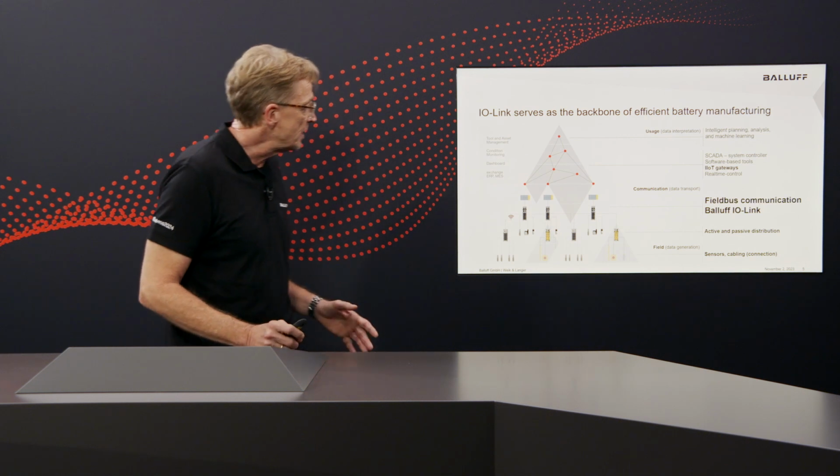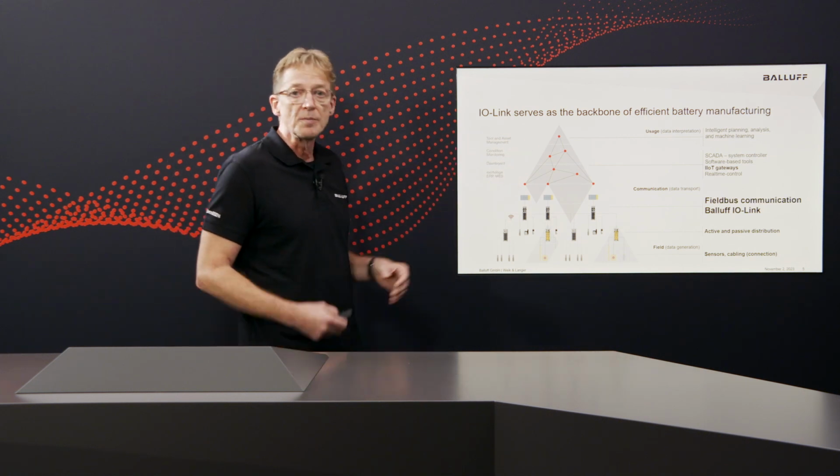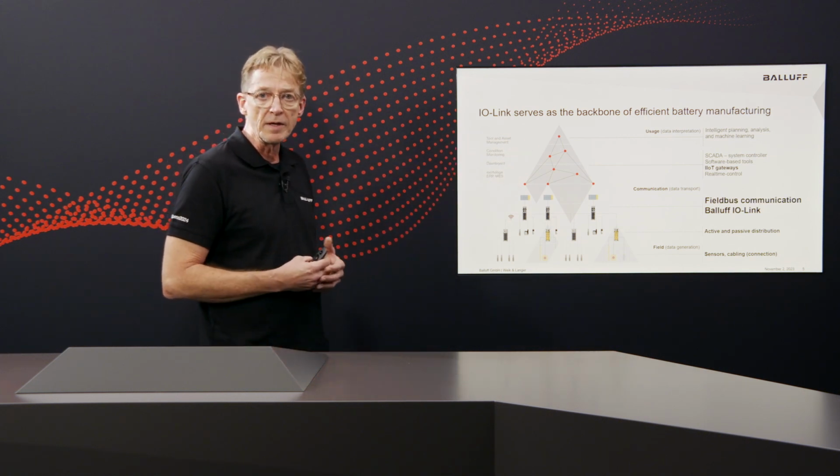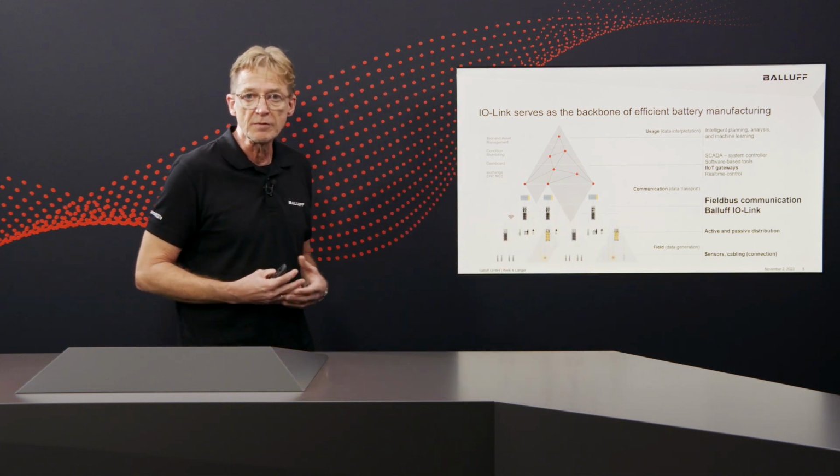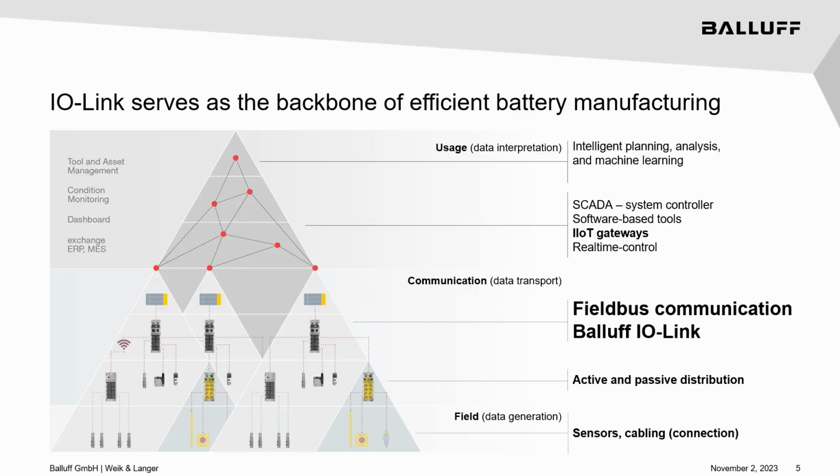You see here in this automation pyramid where IO-Link is located at the lowest level, which is the machinery level. Already in this area, we are going to gain a lot of additional data which can help to keep the application running and, at the end, increase the overall efficiency.